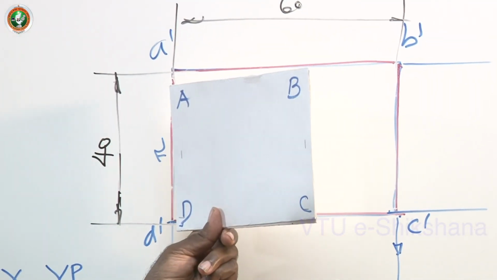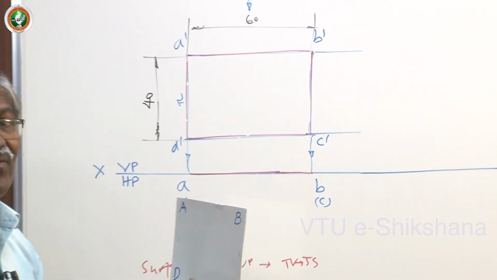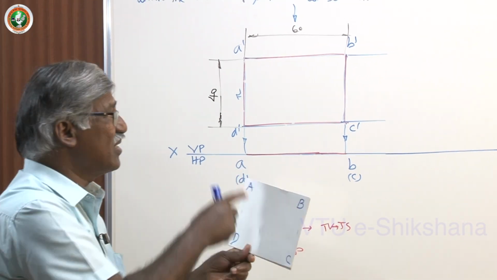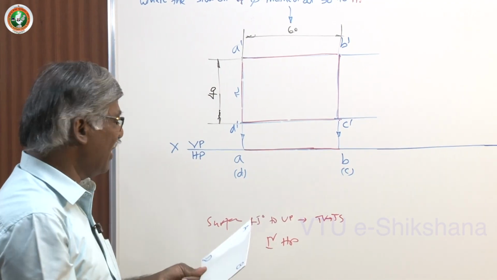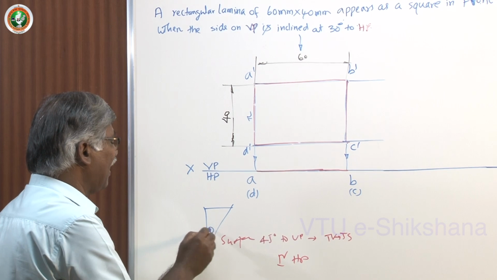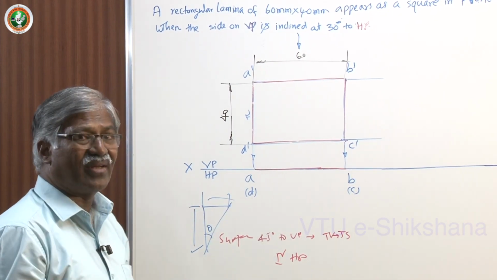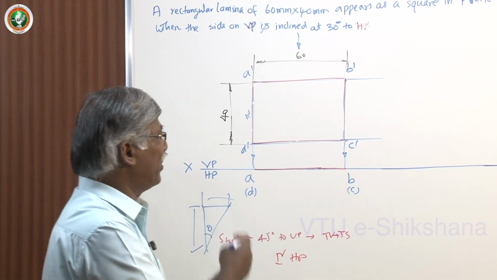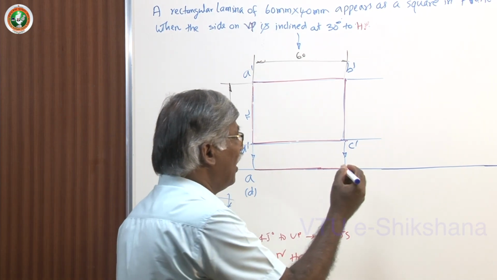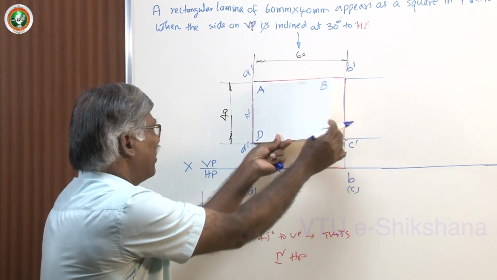In regular problems, you used to get the inclination to VP. Now here we have to find the inclination to VP since he has given the apparent shape. It is something like a triangle which has three data: one is the angle, and the others are this side and this side. If any two of these are given, you can construct the triangle. Same type here. Now I will fix this AD, and about that I rotate.